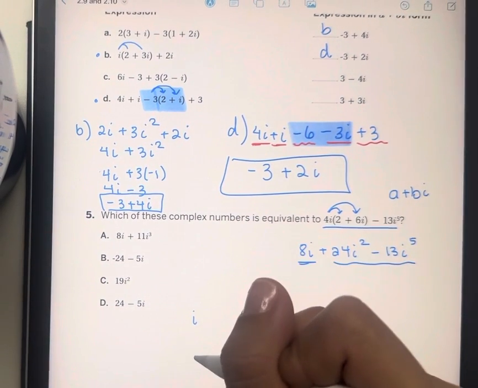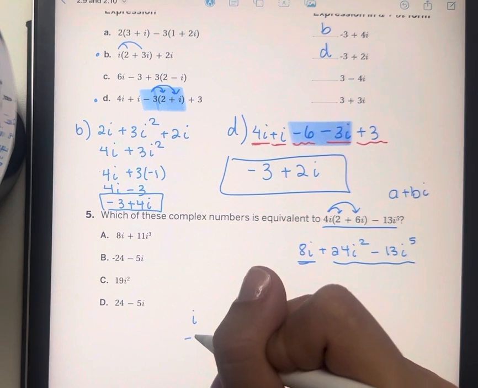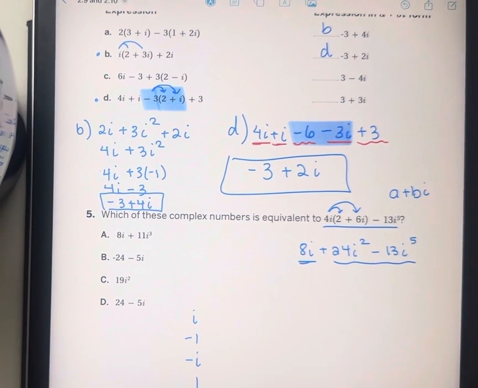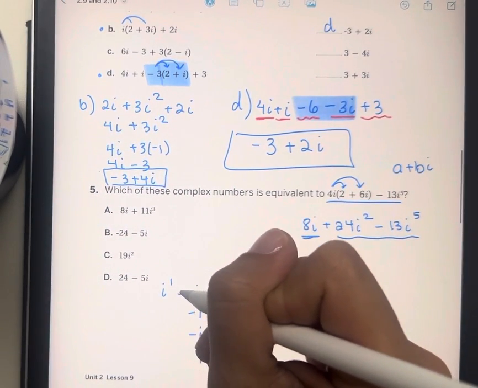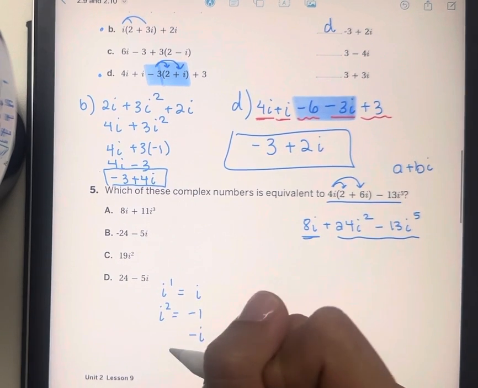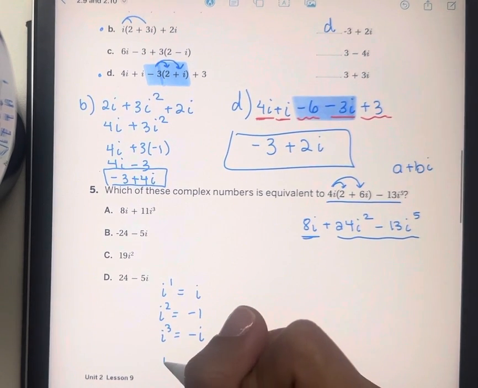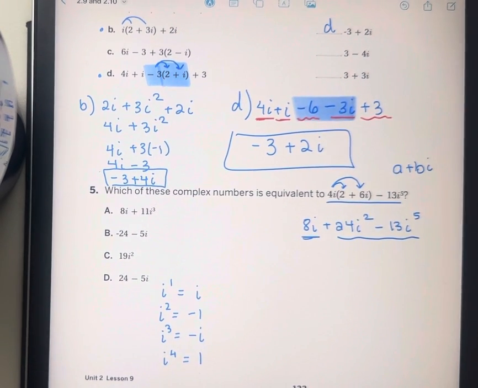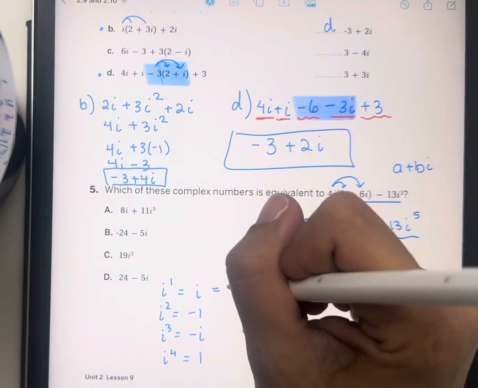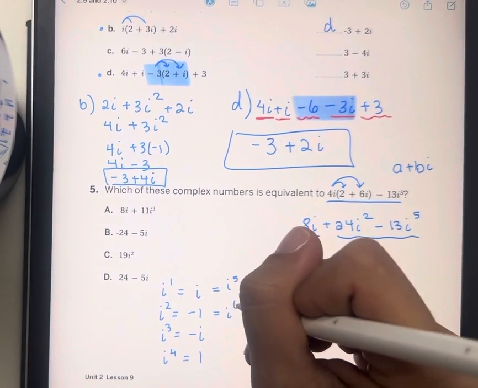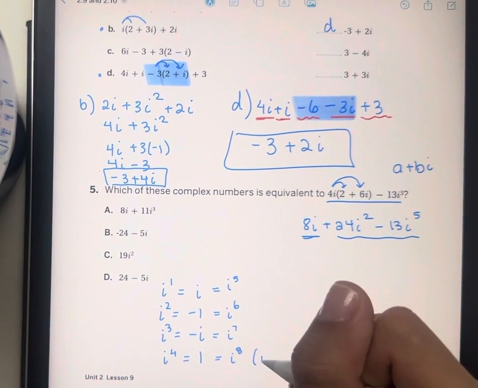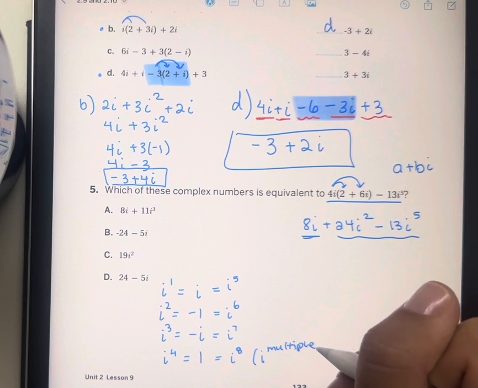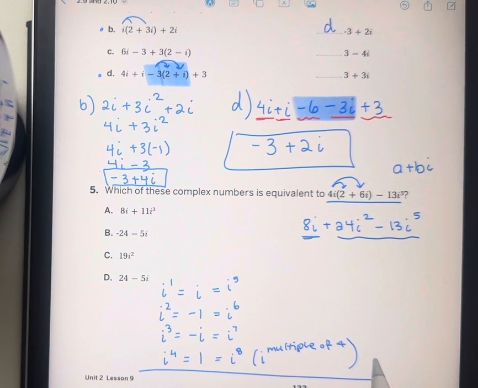Remember this pattern, you guys. It went i, -1, -i, 1. What was this pattern? What i to the first equals, what i to the second equals, what i to the third equals, and what i to the fourth equals. And then after that, we just repeat. i to the 5th is here. i to the 6th is here. i to the 7th is here. And this is the key. Every i to the multiple of 4 is down here. And then from there, you trace it back to the others.